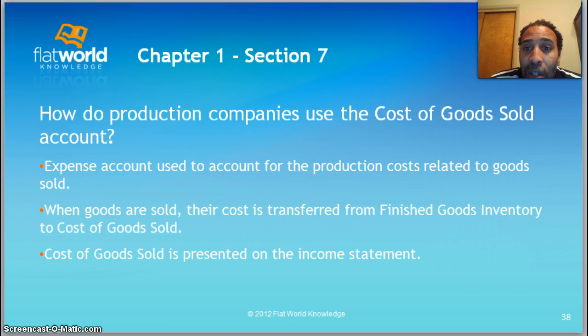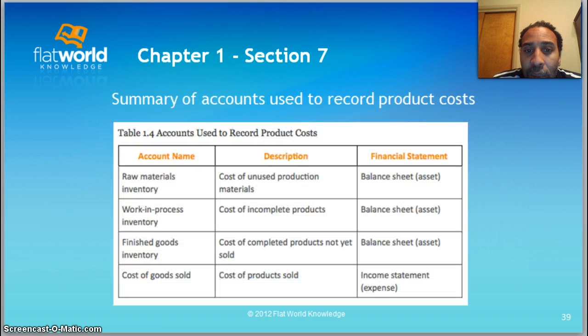So how do production companies use the cost of goods sold account? It's an expense account used to account for the production cost related to the goods sold, right? The cost to produce these goods that were actually sold and went out the door, and we received money and/or credit. When goods are sold, their cost is transferred from finished goods inventory to cost of goods sold, right? Because the desks are done and in finished goods inventory, but it doesn't go to cost of goods sold until it's actually sold, which obviously makes sense. Cost of goods sold is presented on the income statement.